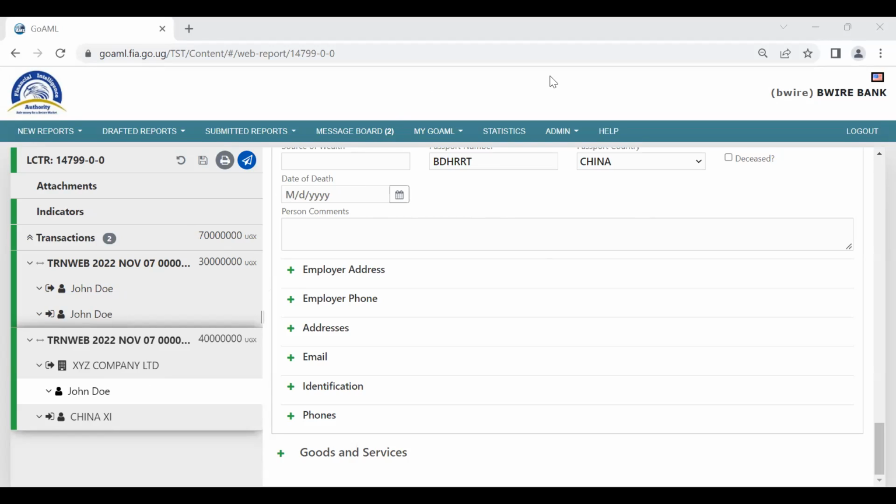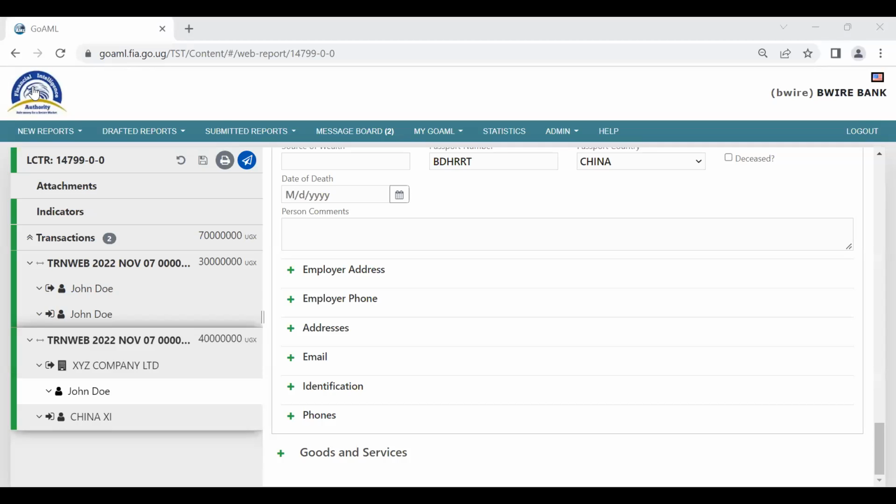Maybe you'll follow when we are doing the international wire transfer, because the way it's done is the same. Just that this one is called large cash and the other is called international wire transfer, the TTs. The format, the way it's done, is the same.